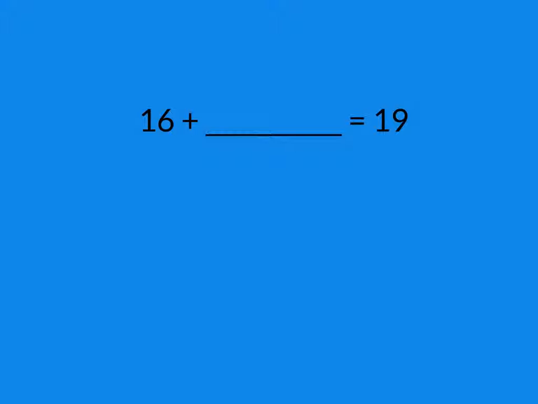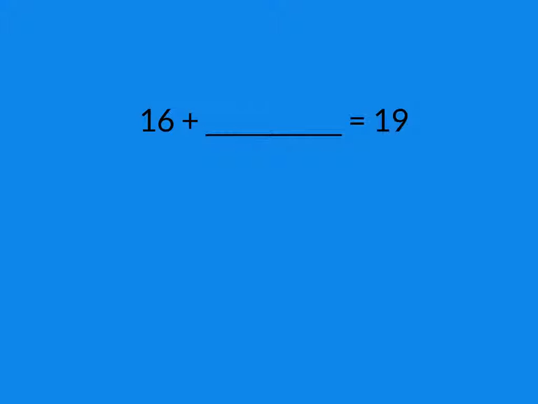Let's practice some now. I will model what to do on the first 2 problems, and then I'm going to give you a chance to try it out, and then I will show you how to get to that answer. So the first one says 16 plus something equals 19. So we have our addend 16, we have our missing addend, and then we have our sum.